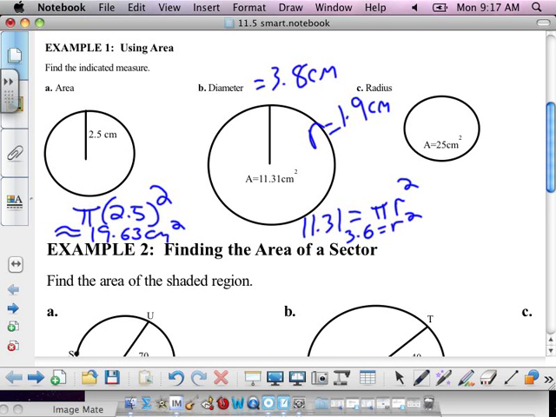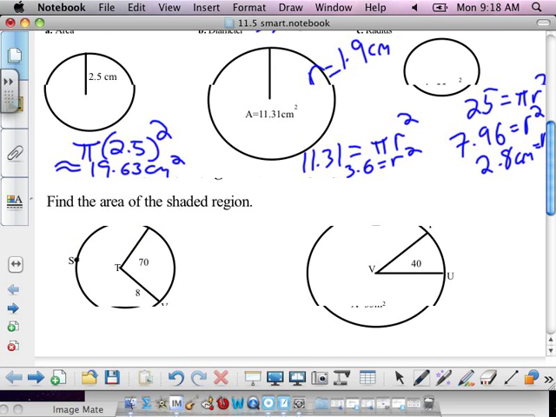This one we're going to find the radius. So we've got 25 equals pi r squared. 25 divided by pi, and then we get 7.96 equals r squared. And then we take the square root of 7.96, and we get 2.8 centimeters equals the radius. Any questions about this so far? Okay. Let's move down and find the area of sectors.